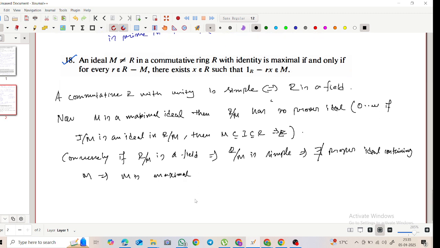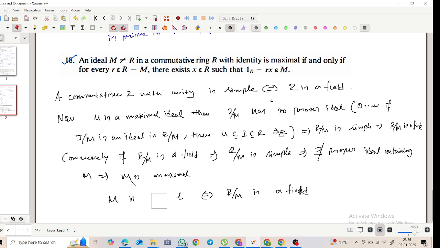So we have basically established that M is maximal if and only if R mod M is a field, right? So we have established this.